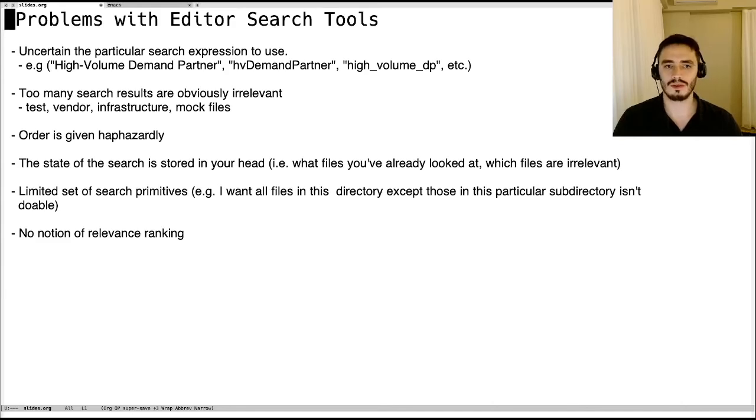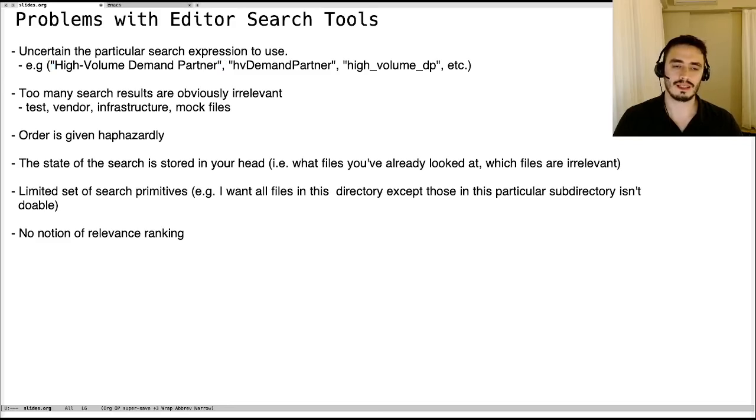So the kind of search feature that editors usually have has a lot of downsides. For one, a lot of times you don't know the exact search string you're searching for. So some complicated term like "high volume demand partner", do you know if some words are abbreviated? Is it capitalized? Is it in kebab case, camel case, snake case? And you often have to search all these variations.